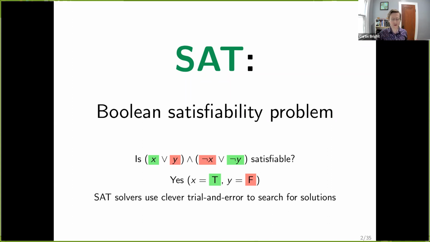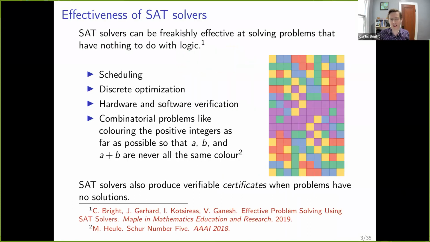So you could, in theory, just use a truth table and exhaustively go over every possible row to solve the problem, but that's too many, right? Because in practice, there's going to be an exponential number of rows, so you can't do that. But although we don't have provably fast ways of solving this problem, we have SAT solvers, which basically use trial and error, and they can do it freakishly effectively.